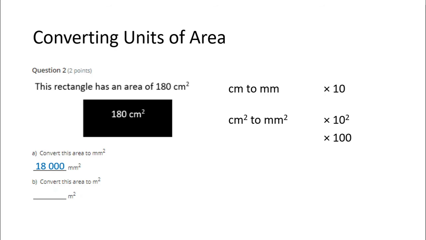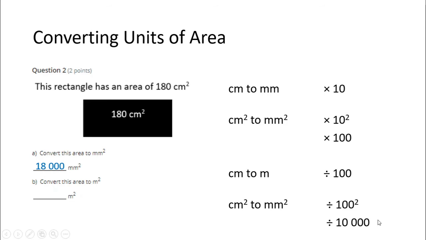That's 18,000 millimeters squared. Now to convert this from centimeters squared to meters squared, start out with what anybody could tell you, I hope. From centimeters to meters, we divide by 100. But from centimeters squared to meters squared, we divide by 100 squared. That's dividing by 100 and then dividing by 100 again. That is not 200. That is 100 times 100. That makes 10,000. So we need to divide by 10,000.